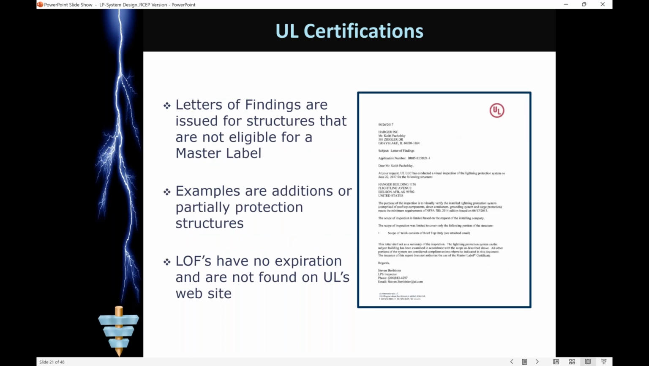They also have what they call the letters of findings, and this is issued for structures that are partial. A partial structure is the best example of this. So if there's a facility that has an addition or a partial protected structure, they issue what they call letters of findings. And what this is basically saying is that the addition might be covered, but the entire structure is not. The letter of findings does not have an expiration, and they are not found on UL's website.